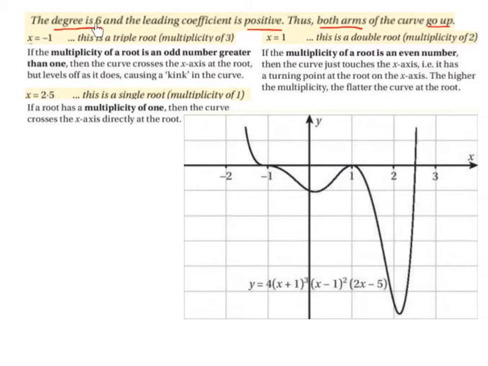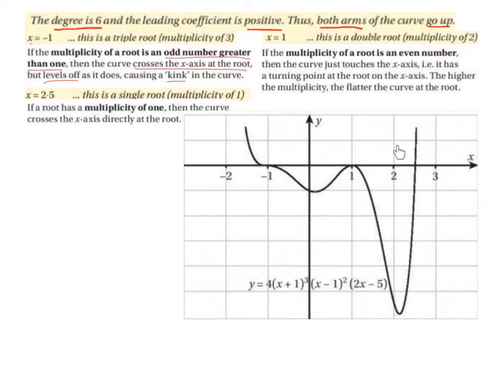Okay, so the degree is 6 and the leading coefficient is positive, thus both arms of the curve go up. So we can see in our curve, the left arm goes up and the right arm goes up. So we got x is equal to minus 1, and we got it to be a triple root, which means it has a multiplicity of 3. If the multiplicity of a root is an odd number greater than 1, then the curve crosses the x-axis at the root, but levels off as it does, causing a kink in the curve.